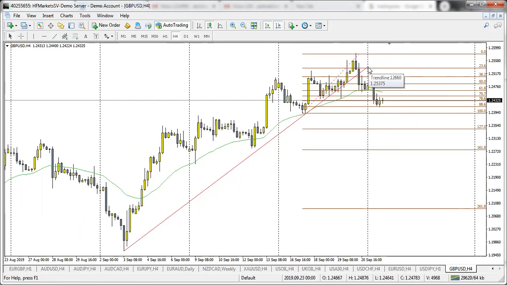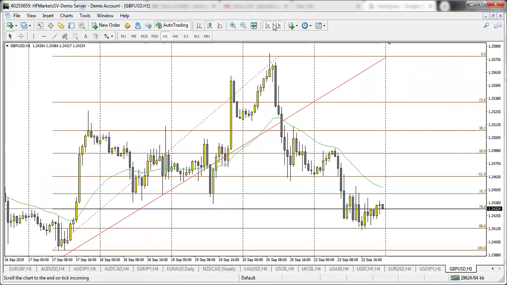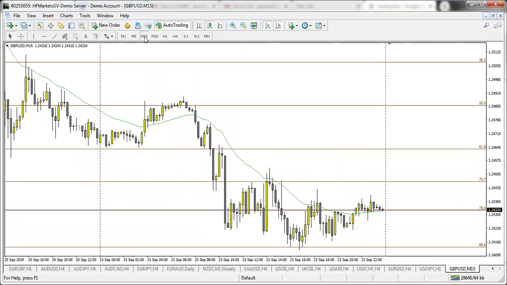This uptrend seems to have been broken and retested, but then we are currently at a very key level in the market, and I'm going to a lower time frame to be able to see what is happening with price.